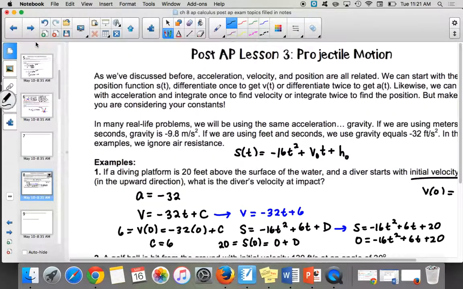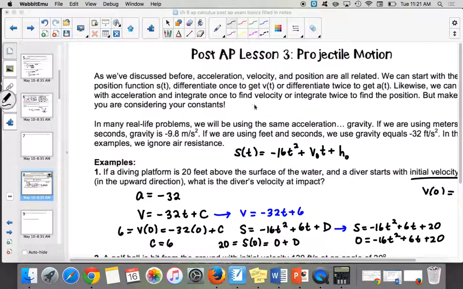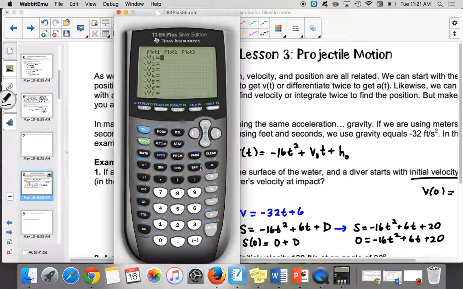And I'm going to plug that in for my y1, and I'm going to find where it crosses the axis. So I'm going to do y equals negative 16t squared, so x squared, plus 6x plus 20. And I'm going to hit graph. So it's probably going to be a pretty tiny time, right, for a diver to hit the water. Probably not going to be like 500 seconds. So it's pretty close there, so you need to adjust your window.